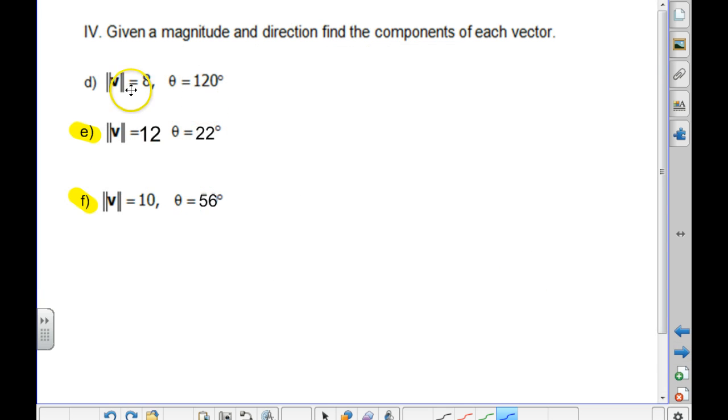All right, you guys try this one on your own. 8, 120. Try to give me exact answers, okay? This would all be in degrees, correct? Yes, these are degrees.